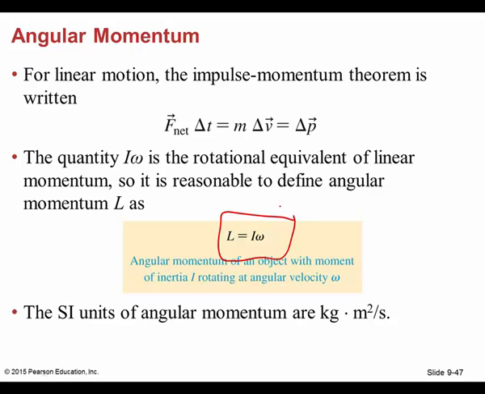All right, and again, they just wrote the impulse momentum theorem again just to show you what this is really deriving from. So the quantity of the moment of inertia times the angular velocity right there is the rotational equivalent of linear momentum. All right? The units of angular momentum are kilograms meters squared per second. Okay? Kilograms meter squared per second.